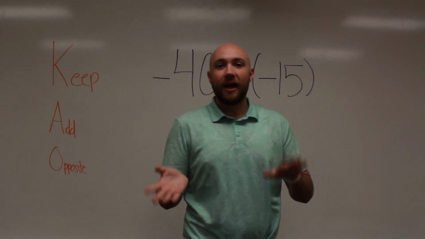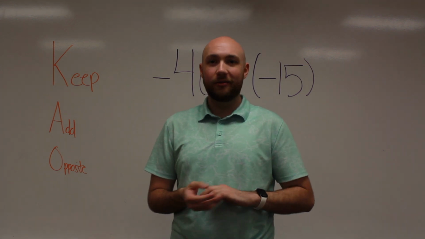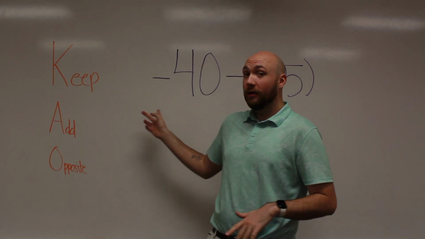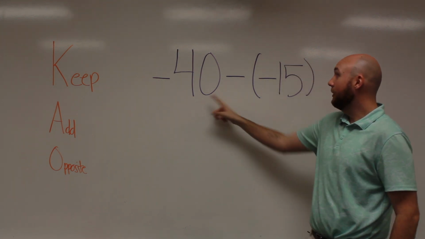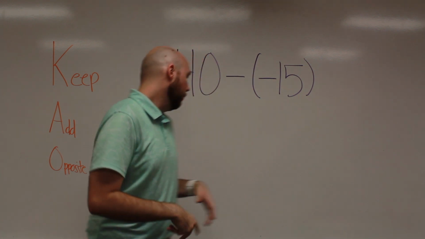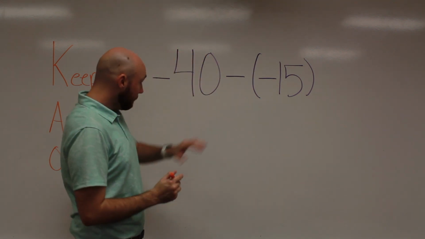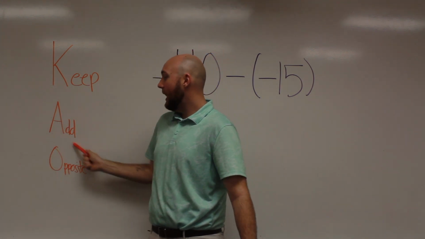All right, for this last example I'm going to do, I'm going to actually contradict what I just said in that last clip, right? All right, so what if we kind of have these big numbers, negative 40 minus negative 15? Let's get into it and I'll explain a little more why I contradicted myself. So let's go ahead and use our strategy. What is our strategy? Keep, add, opposite.